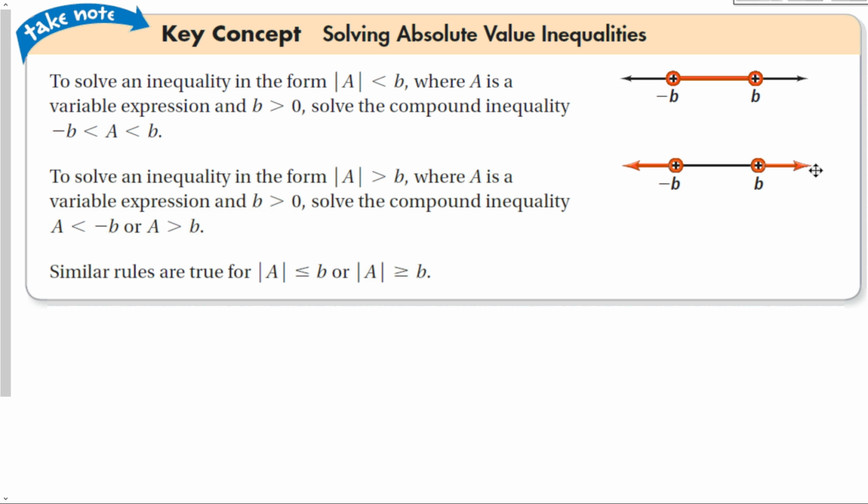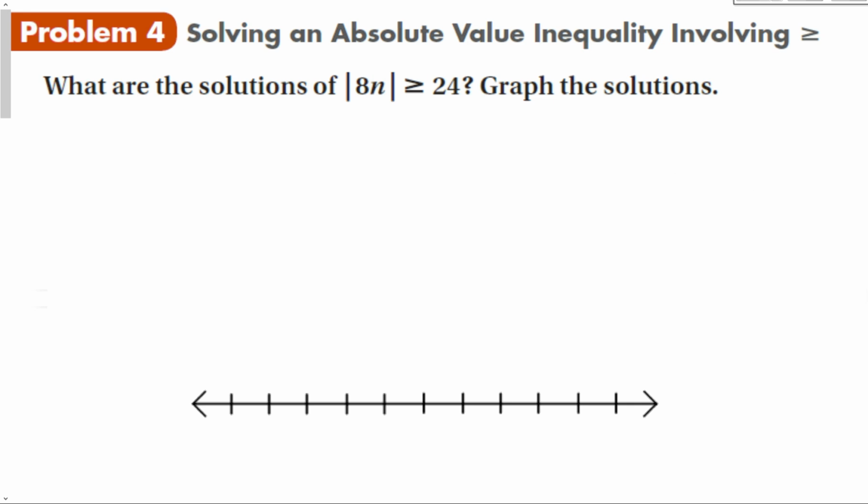So you can solve an inequality in the form absolute value of a is less than b, where a is a variable expression and b is greater than 0. We're going to solve the compound inequality, -b less than a is less than b. And if we have greater than, we are going to use an or. So you can look at these expressions and sort of tell what it's going to do.